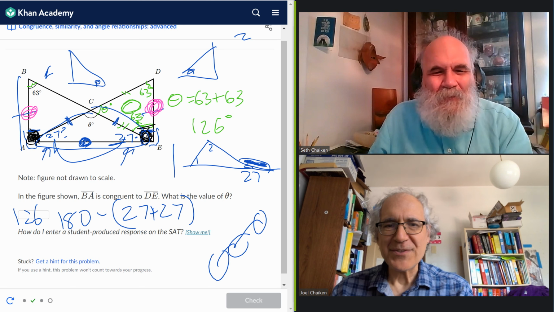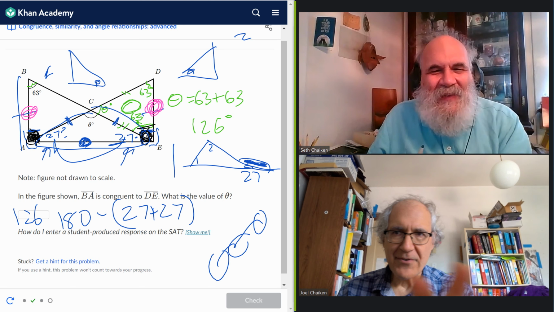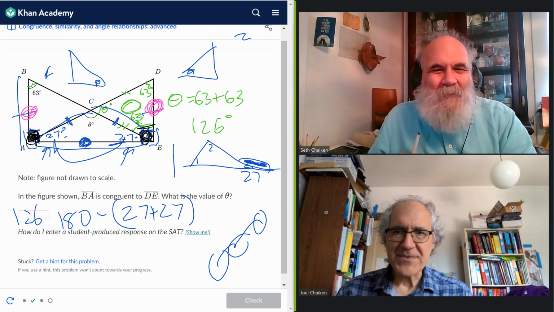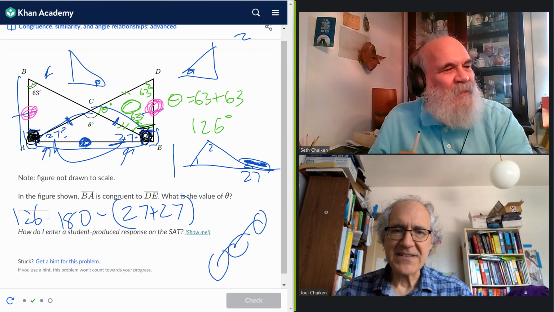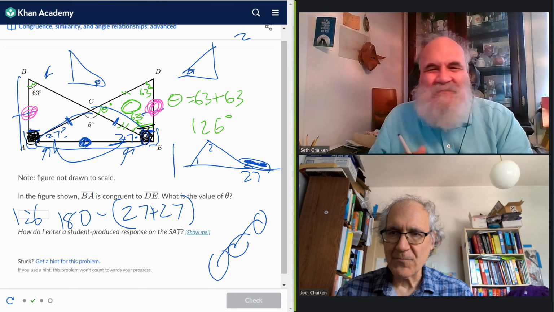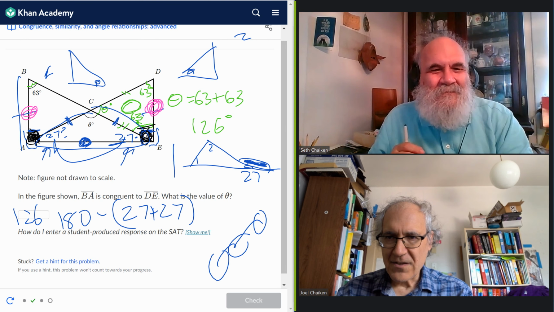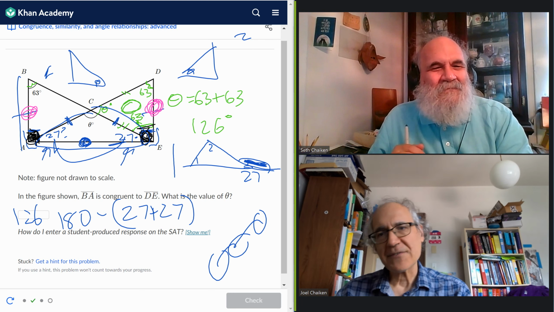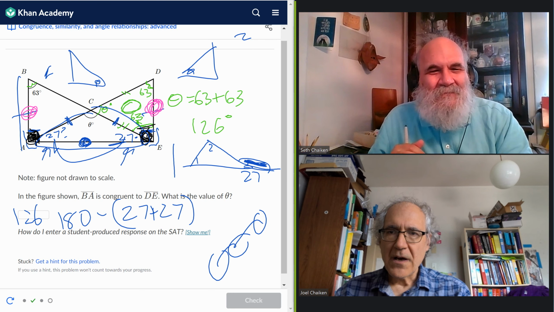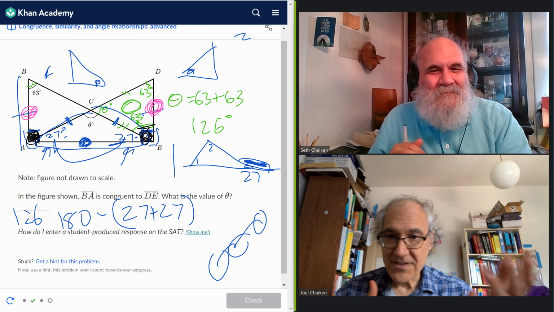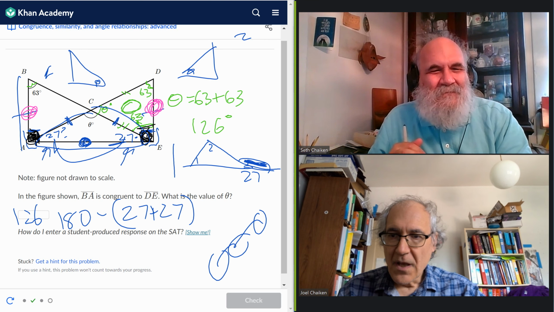Basically, when you're in the geometry area of congruence, similarity, and angle relationships, you've got to know the basic theorems of geometry. In this one, we use the fact that a right angle is 90 degrees and the sum of the angles in a triangle is 180. That's all you really need to know. And then Seth did it through congruency, which is a more complicated way of doing it.